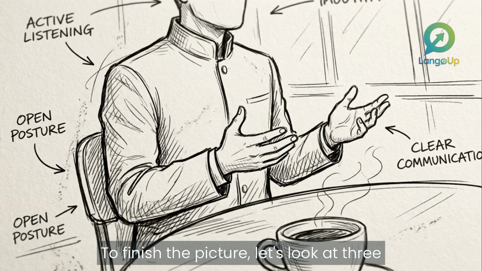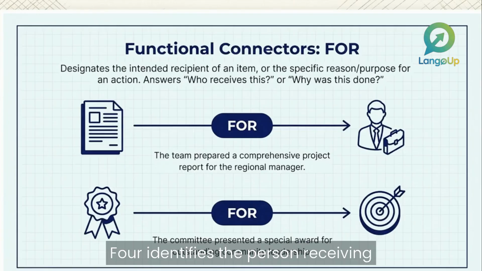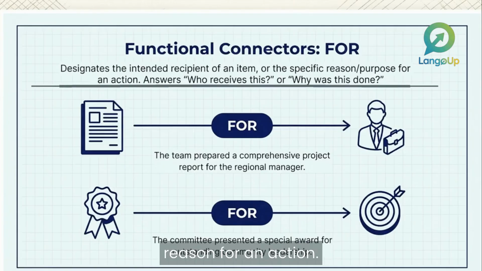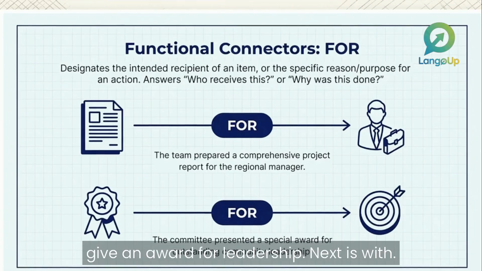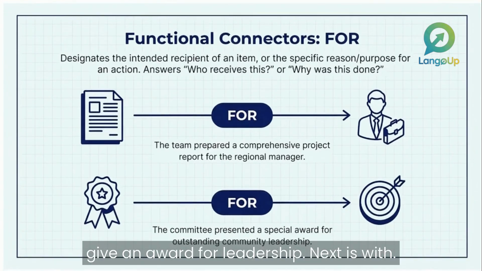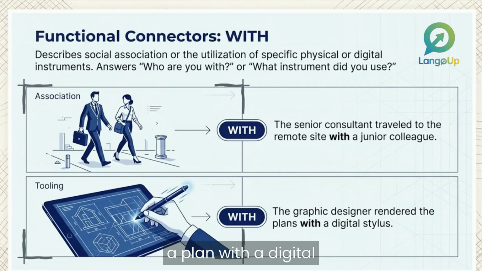To finish the picture, let's look at 3 words used to explain reasons, tools, and travel. For identifies the person receiving something or the specific reason for an action. You prepare a report for the manager or give an award for leadership. Next is with. This graphic shows how with connects you to people or things you use. You might travel with a colleague or draw a plan with a digital stylus.